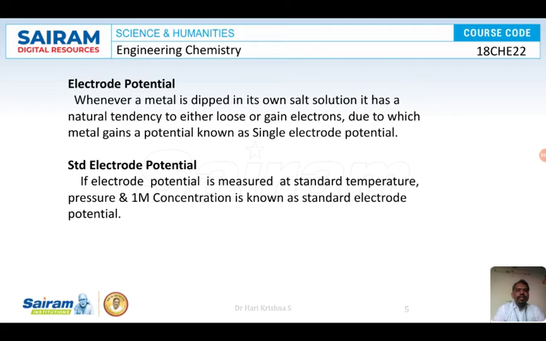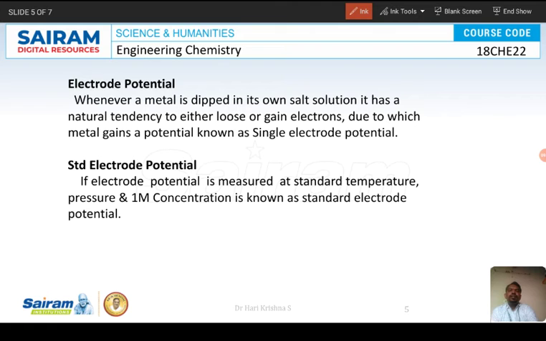Electrode potential is nothing but this: whenever a metal is dipped in its own salt solution, it has a natural tendency to either lose electrons or gain electrons. Due to this, the metal gains a potential, which is known as single electrode potential or just electrode potential, represented by E. Let us understand why a metal gets a potential. Let us take the example of zinc itself. Zinc is dipped in zinc sulfate solution.